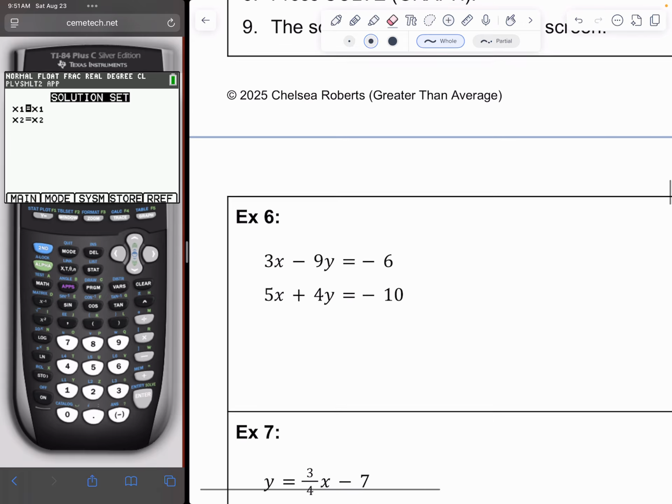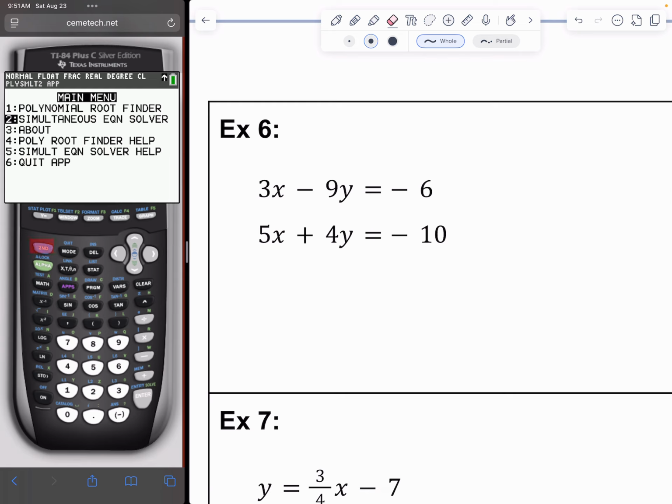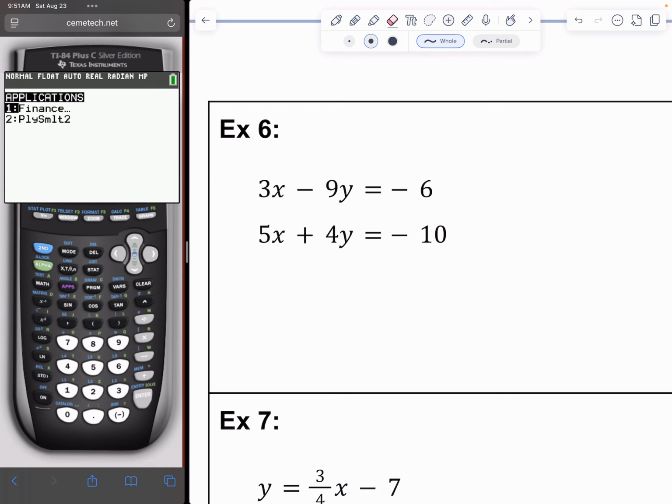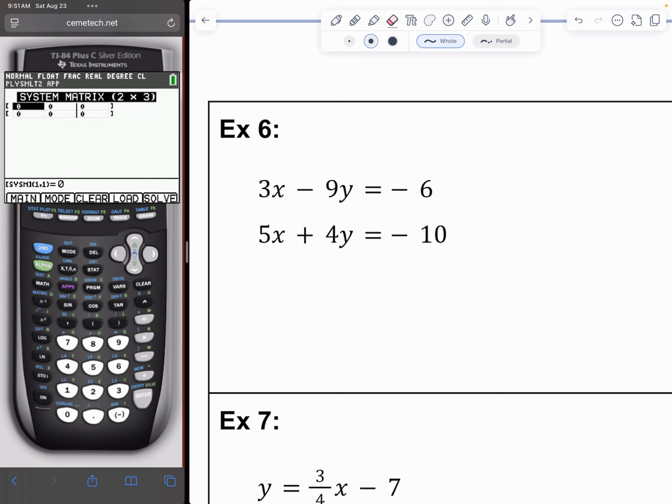So let's do an example here. Here's my system. So I go to apps, polynomial 2, simultaneous equation solver. Here I have two equations, and I have two different variables, x and y. So just two equations, two unknowns. I press next, and then I enter my coefficients. So it really doesn't matter which column you put your coefficients in, as long as it's the same for both equations. So if I put the 3 here, I know that down here I have to put the 5 because those are both x's.